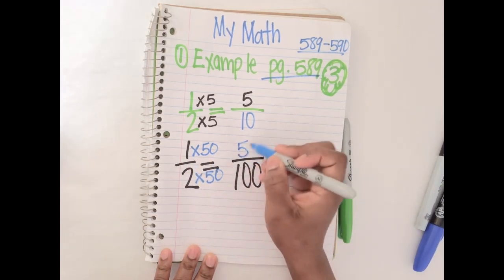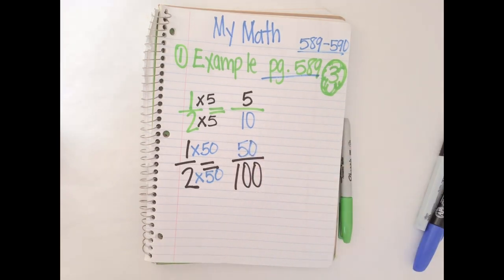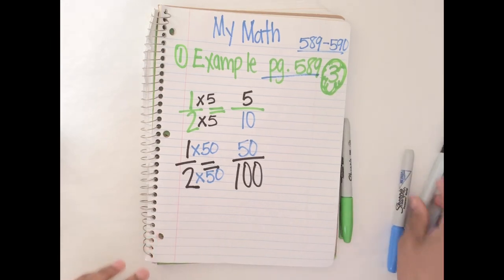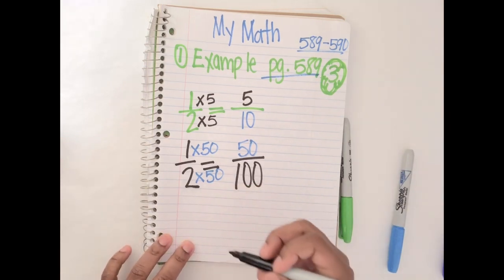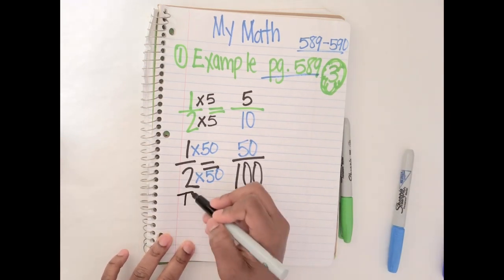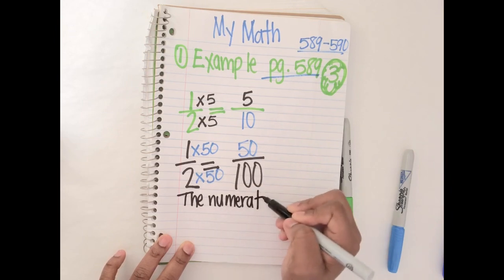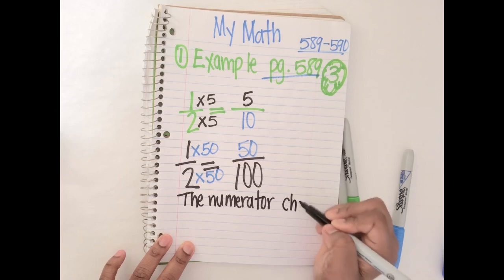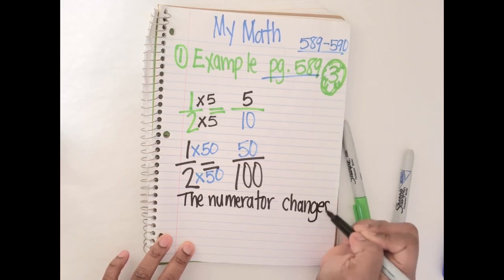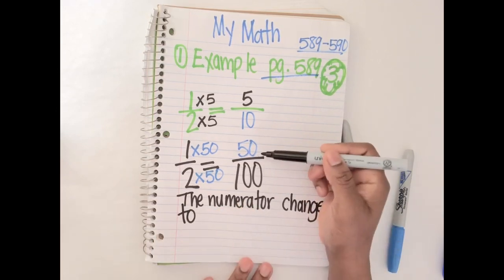Good. 50. Now we can answer our question from page 590. It says, how would 1/2 change if it were written as a fraction with a denominator of 100? Cool. Now we can write our answer down. I would say the numerator changes to what? What did our numerator change to?